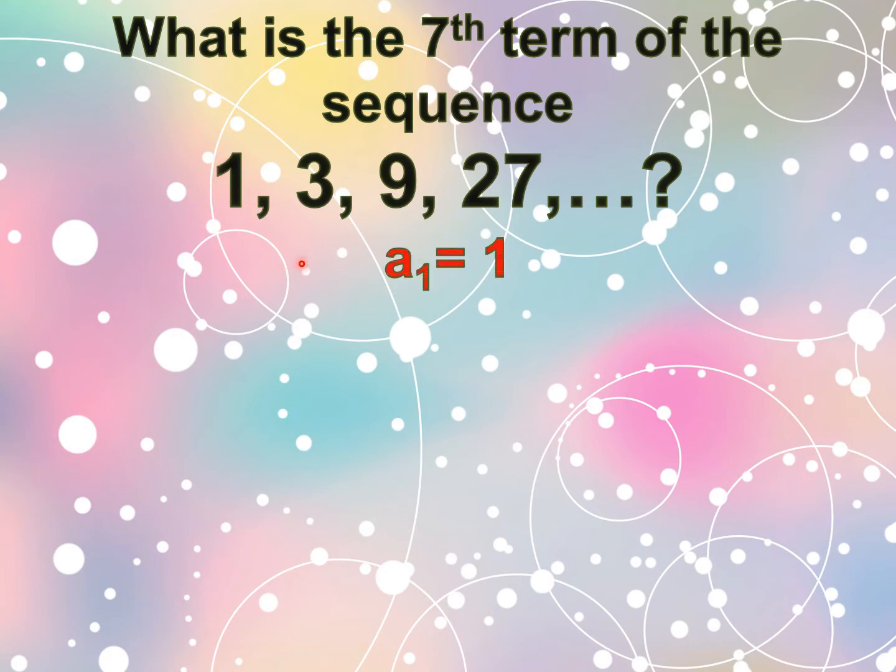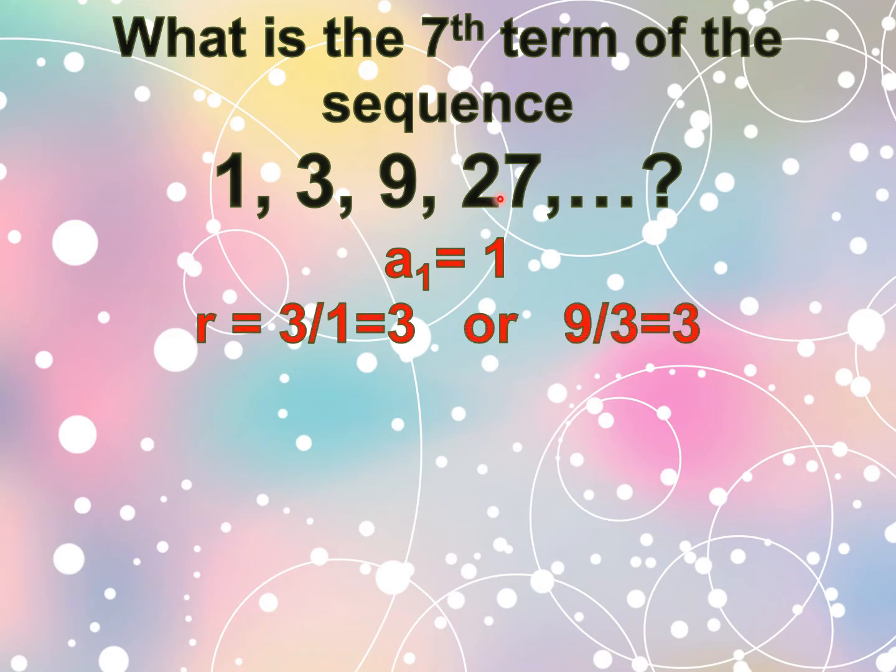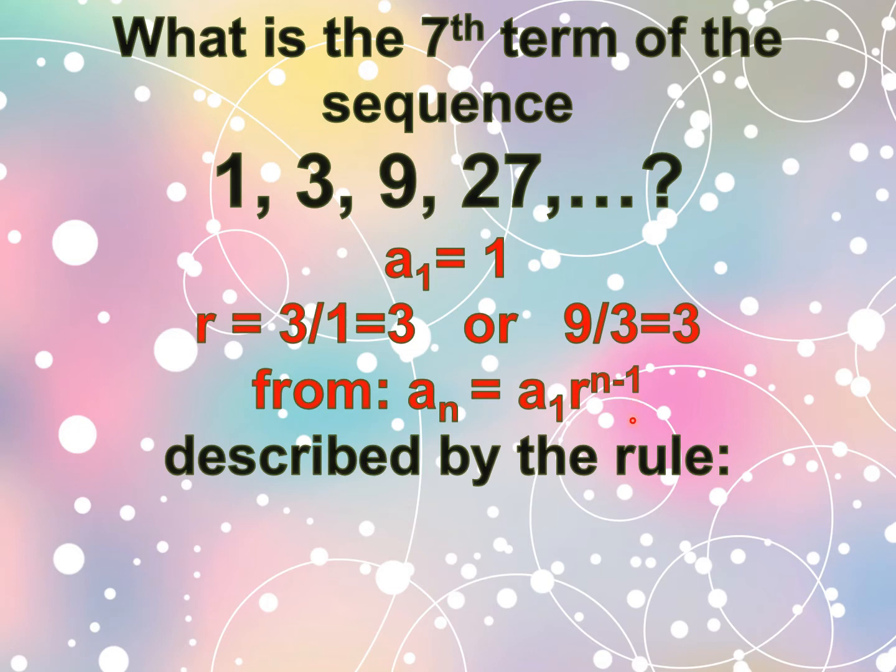Then, for the common ratio, 3 divided by 1 is 3, 9 divided by 3 is also 3, and 27 divided by 9 is also 3. So, our common ratio is 3. From the nth term formula, a sub n is equal to a sub 1 times r raised to n minus 1, we now replace the value of a sub 1 with 1 and r with 3. So, our nth rule for this sequence is a sub n is equal to 1 times 3 raised to n minus 1.